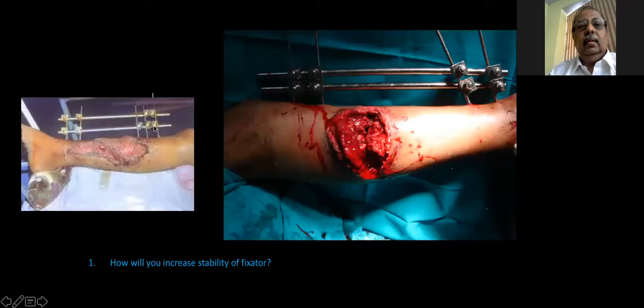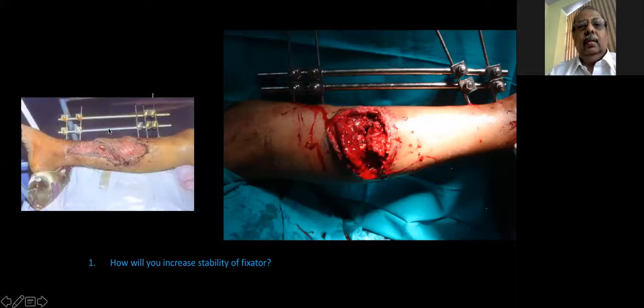Then these are monoaxial fixators. Then the question will be, how will you increase the stability of the fixator? One method is to add to the number of rods. So here, if you say the pins, one pin should be near the fracture site, and the second pin should be away from the fracture site. So that is the principle.